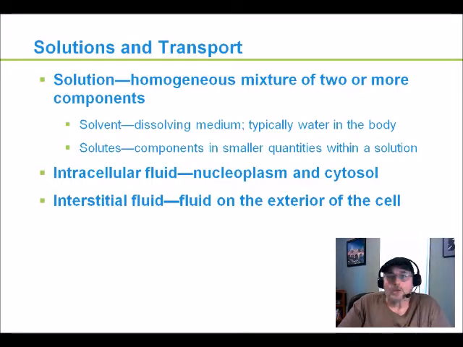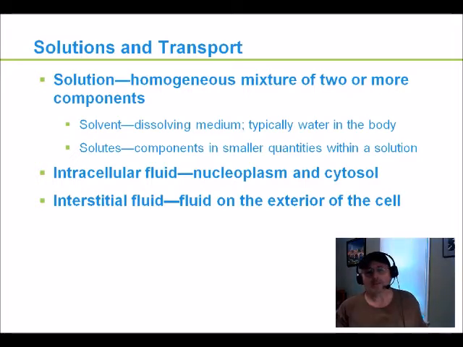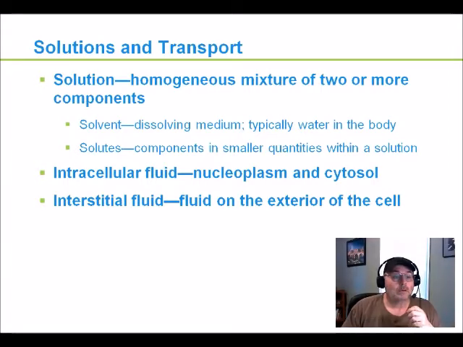Now we have a couple of different fluid components within our body. We have intracellular fluid, which is the stuff that's actually inside the cells, like nucleoplasm, cytosol. And then we have interstitial fluid, which is stuff outside of the cell. And all of our cells are bathed in fluid. What we've got here, interstitial fluid on the exterior of the cell. There's also an extracellular component that's located in blood plasma. We don't really consider that the interstitial fluid. We'll talk about that a little bit later on.